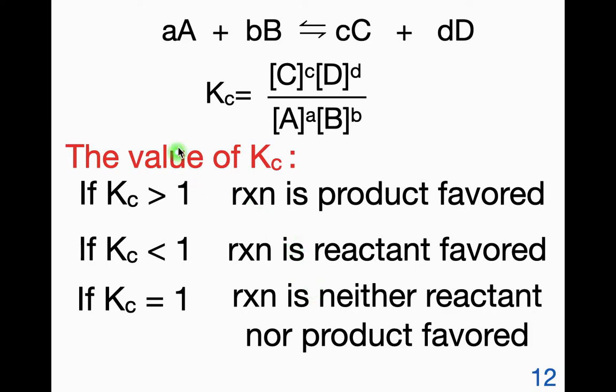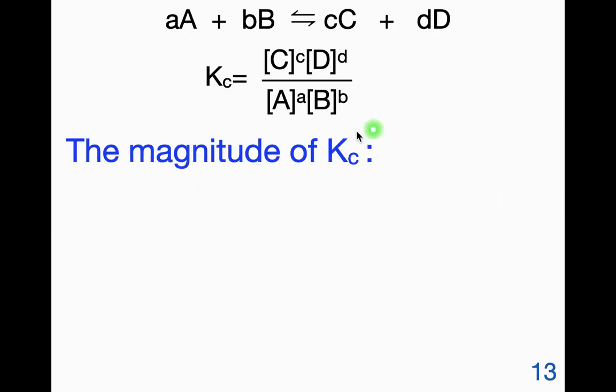Now there's another way of looking at this. What if the value of K, the equilibrium constant, is really large, not just greater than 1, but really big, or really small? Well, that also gives us some information. This is called the magnitude of the equilibrium constant.